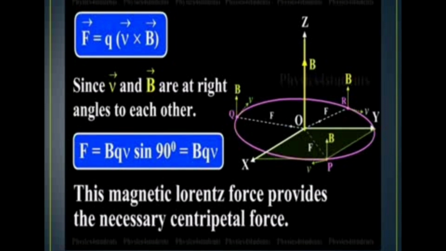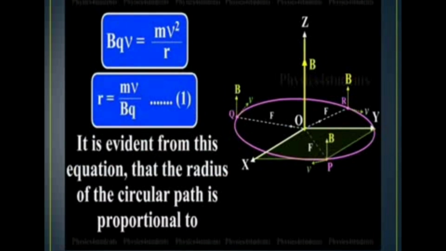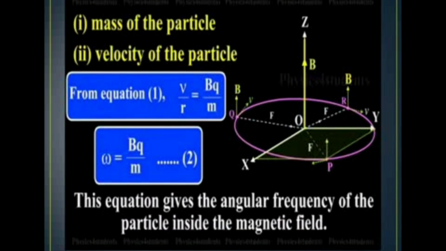That force is called the magnetic Lorentz force. So that provides the necessary centripetal force. So the particles are moving under a centripetal force, which means BqV equal to mv square by r. That is the centripetal force. Because BqV equal to mv square by r, r equal to mv by Bq. It is evident from that equation that the radius of the circular path is proportional to the mass of the particle and the velocity of the particle. So we saw that it is proportional to both.